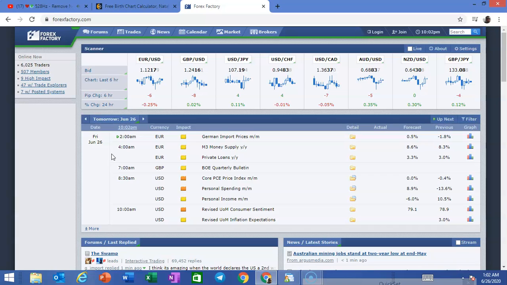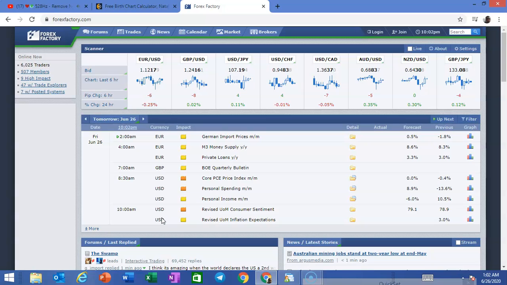It's Friday. There's some yellow euro folders. I wouldn't really count them, no. I would use caution, I would take precaution with euro today. One GBP folder and a ton of orange and yellow USD folders. I would advise to stay out.